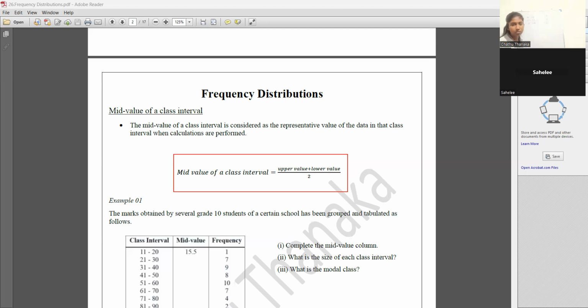So for that, first of all you have to do is you have to find mid value.